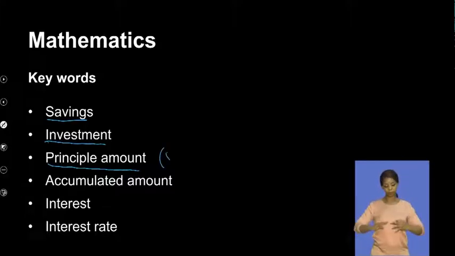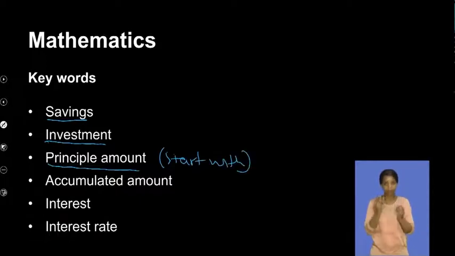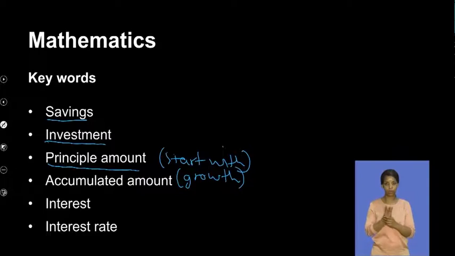The principal amount will then be what you start with. I will just write "start with" here. That will be our principal amount. The accumulated amount will be the growth in this instance. So in terms of what you started with, what did it grow to be? That's what the accumulated amount is. Interest will be how much it is growing by, and then the interest rate will be over time. What exactly is the rate that they are giving you in terms of this particular growth?